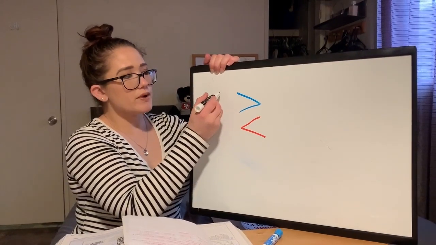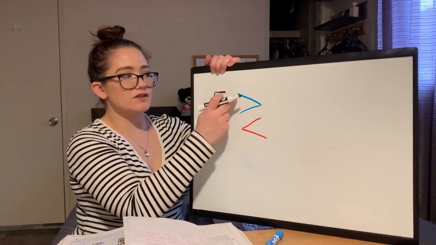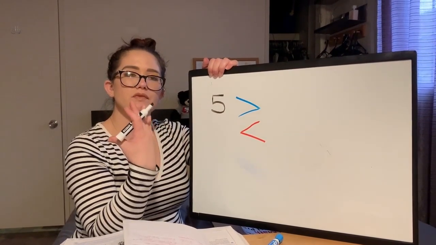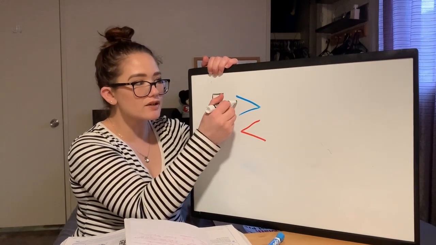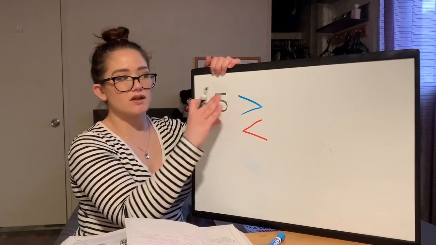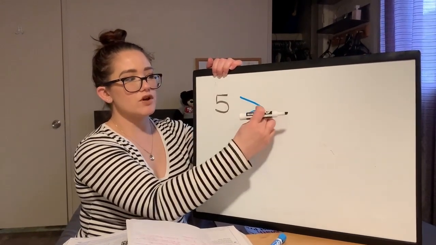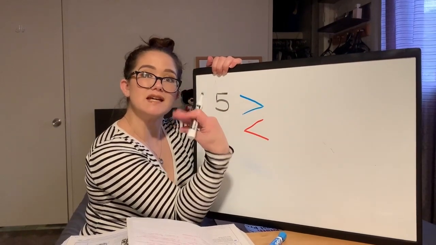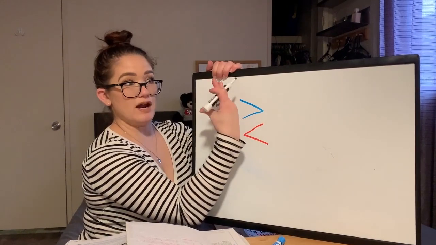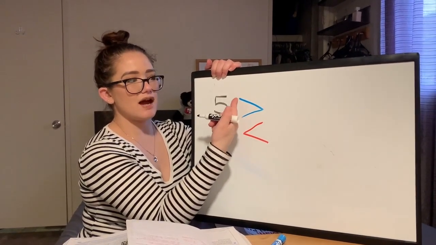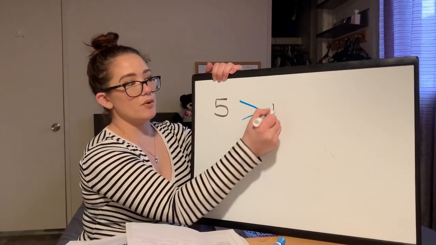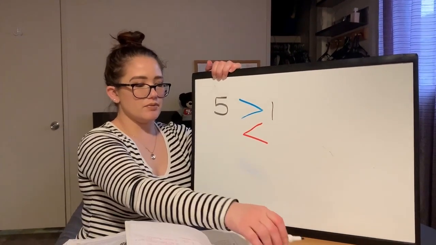So if we have the number 5 is greater than, because remember, this is called the open part, this is called the closed part because it comes to a point. So whichever way the open part is facing, it wants to eat the bigger number, right? So the open part is greater than, right, is how we read this symbol. So 5 is greater than 1. Okay, so that's a simple expression.